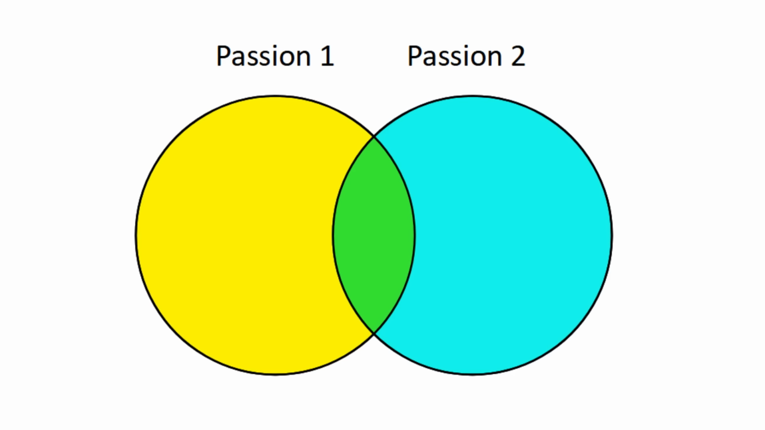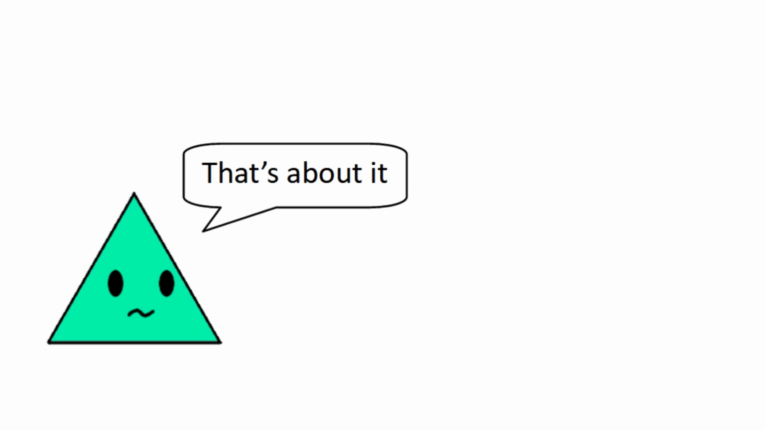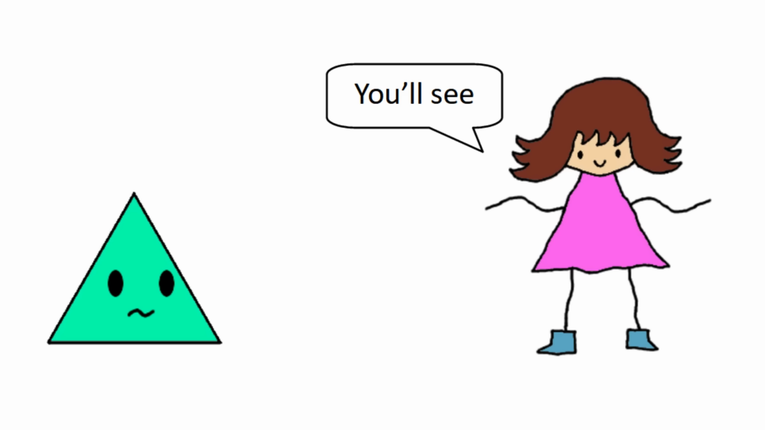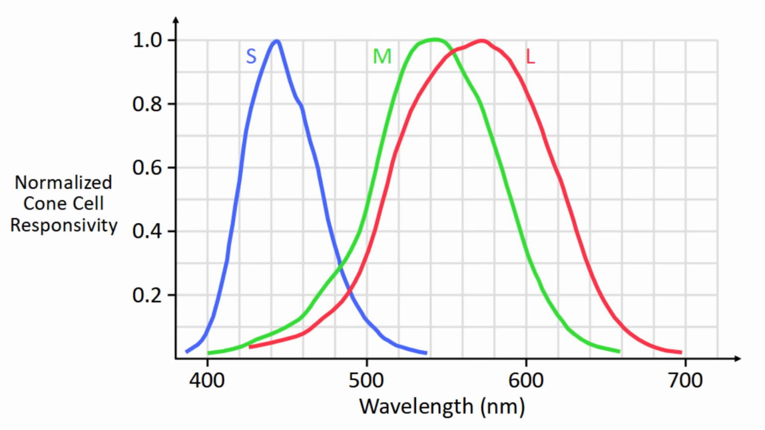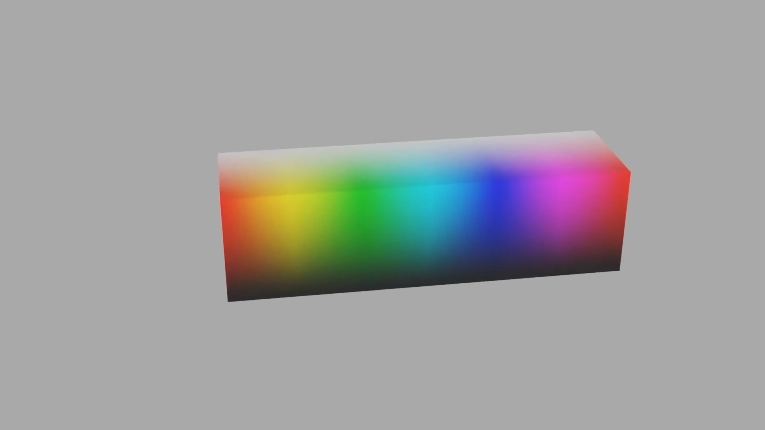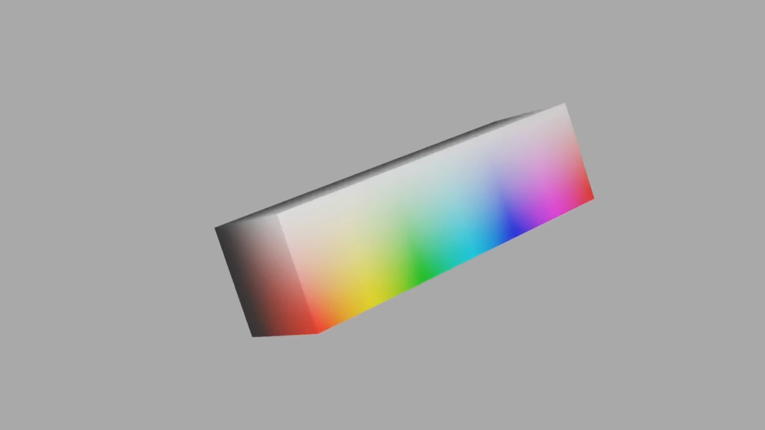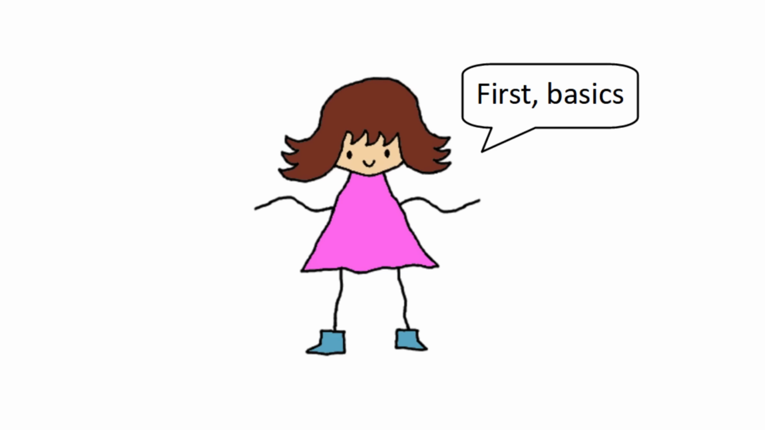You might be thinking that math and colors are only tangentially related, with colors corresponding to different wavelengths of light, and that's about it. But thankfully, there's a lot more than just that. I'm talking things like linear transformations of color spaces, normalized cone cell responsivity functions, luminance and chromaticity diagrams, and of course all the math and science that goes into producing colors, both on screens and on paper. We'll get to all of those in this video, but first we need to cover the basics.